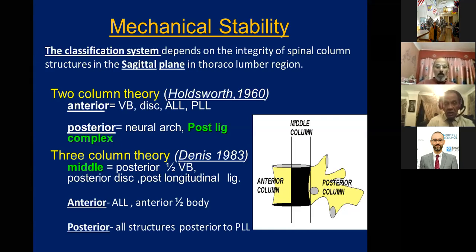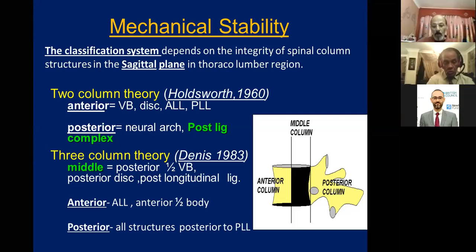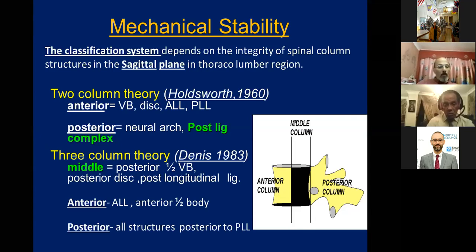According to this classification, we can classify our spinal column into the 2-column theory, which was described by Holdsworth in 1960. He classified the columns into anterior column and posterior column. The anterior column complex is formed of the vertebral body, disc, anterior longitudinal ligament, and posterior longitudinal ligament, while the posterior column is formed of the neural arch and posterior ligament complex.